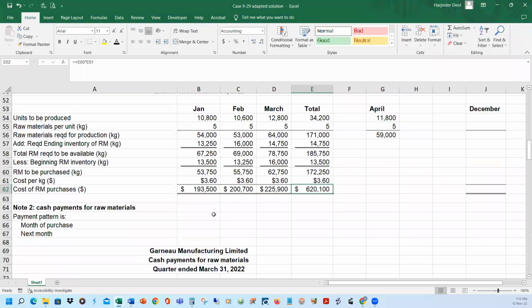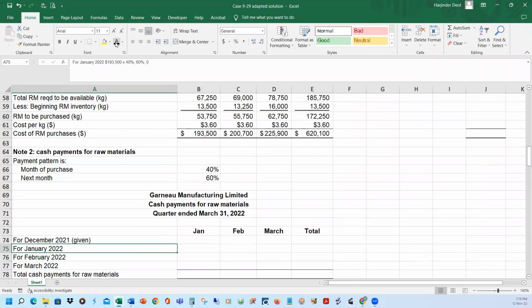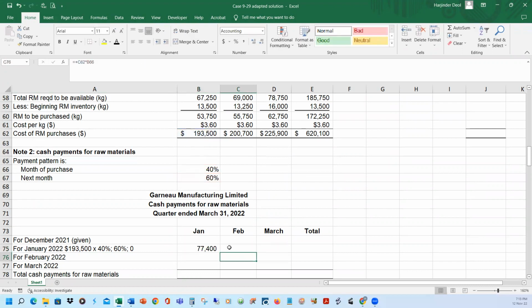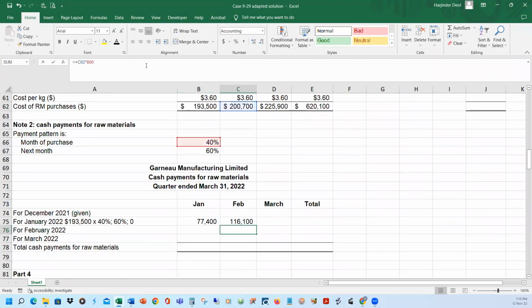So what that means is that if you made a purchase in the month of January, we're looking to buy $193,500 worth in the month of January, we will be paying 40% of that in the month of January. So that's 40% of 193,500, and the remaining 60% we will pay in the month of February. The amount of materials that we're looking to buy in the month of February, we'll pay 40% in the month of February and 60% in the month of March.